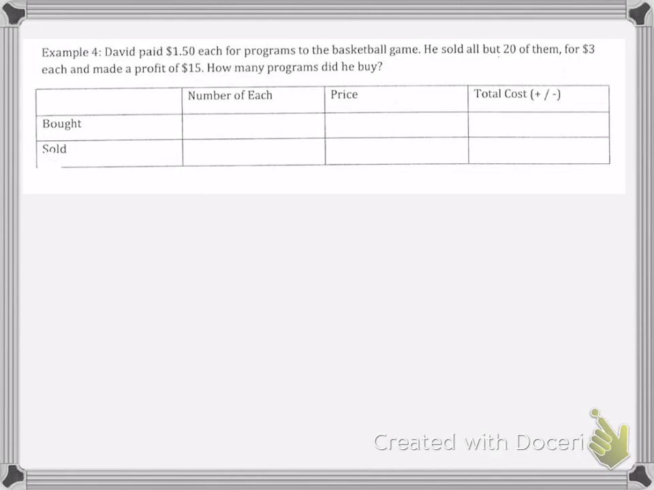The general rule of thumb is when we're looking at a profit problem, we're taking the amount we sold, which is a positive value, and adding it to the amount we bought, which is a negative value. We're going to look at example 4, which is David paid $1.50 each for programs to the basketball game. He sold all but 20 of them for $3 each, and he made a profit of $15. How many programs did he buy?